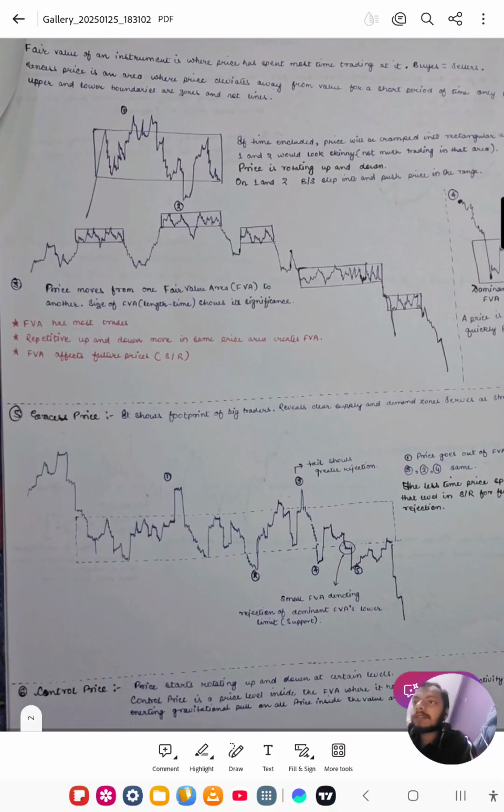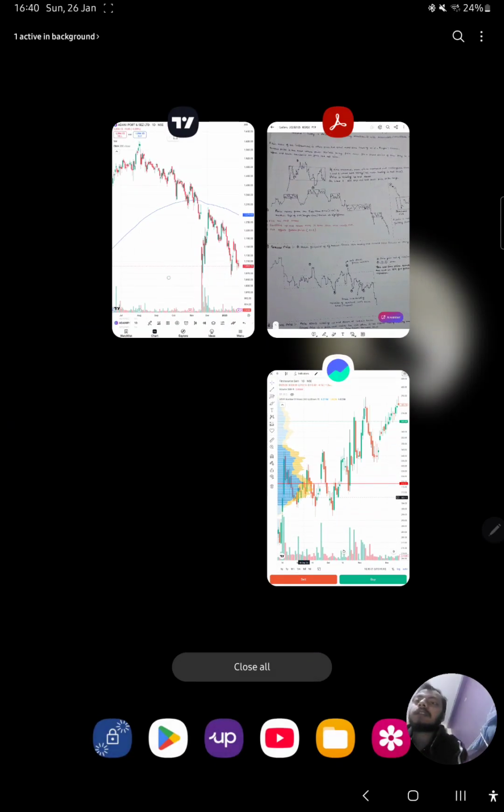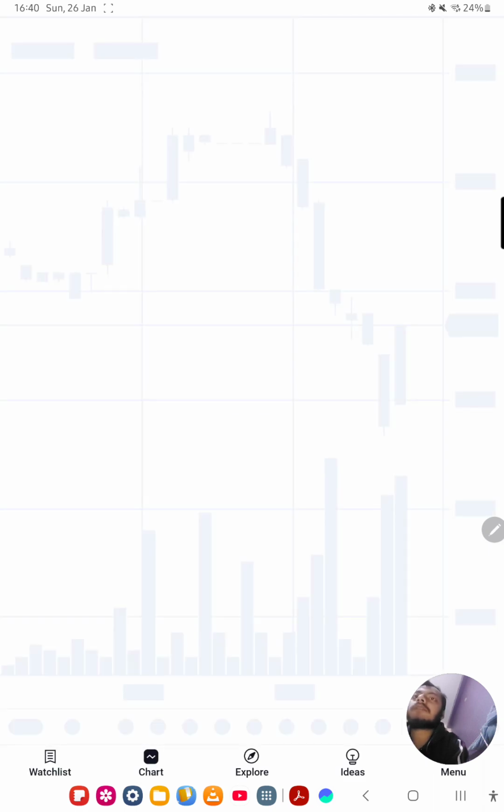Okay, some key points are: the fair value area has most trades. Repetitive up and down movement in the same price area creates a fair value area. The fair value area affects future prices, acting as support and resistance. Okay, so that was all for the text, and now we will see some practical examples in charts. Okay, so this is the TradingView chart.